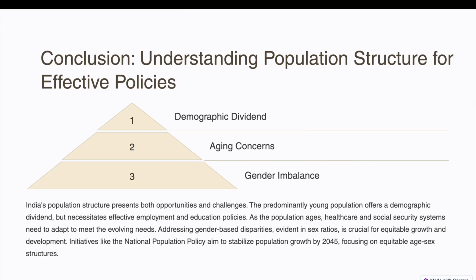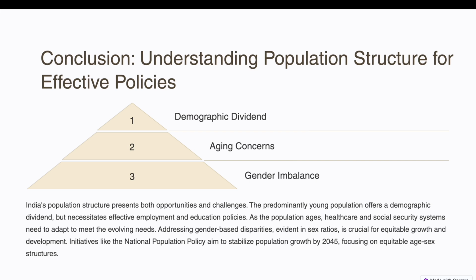India's population structure presents both opportunities and challenges. With a predominantly young population, there is a potential demographic dividend. But this requires effective policies in education, skill development, and employment to fully harness its potential. As the population ages, the healthcare and social security systems must adapt to meet the needs of an increasingly elderly demographic. Addressing gender-based disparities evident in the skewed sex ratios is crucial for ensuring equitable growth.